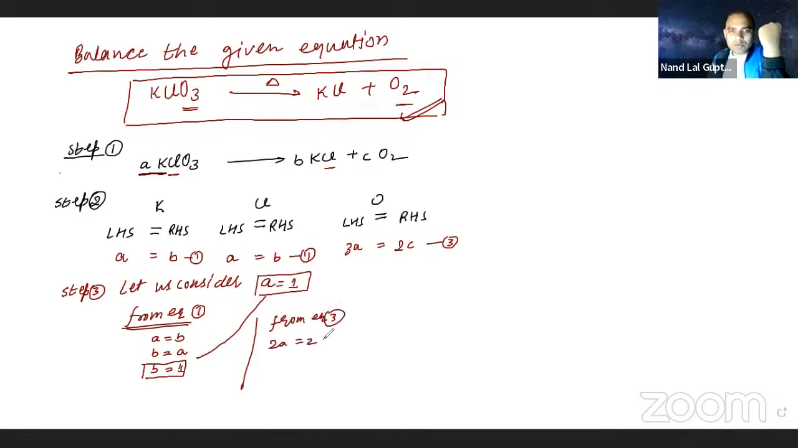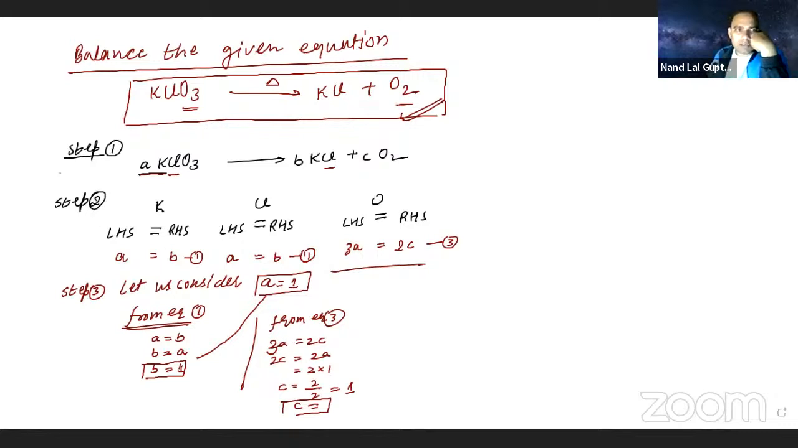From equation 3, what can you write, student? 2A equal to 2C, or 2C equal to 2A. So here the 2A value is how much? 1. So C is equal to 2 by 2, that is again going to be 1. So C equal to how much there, student? That is 1. Is there some mistake, student? Here it is 3A. It will be 3A, student. 3A equal to 2C there, no?